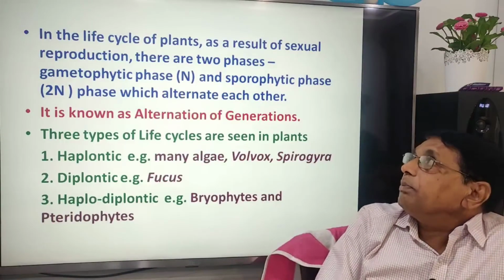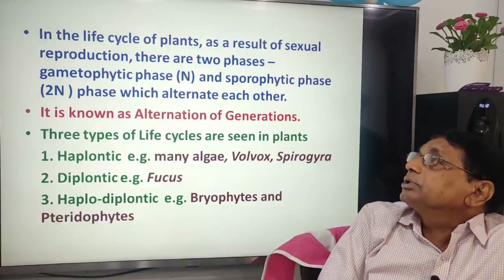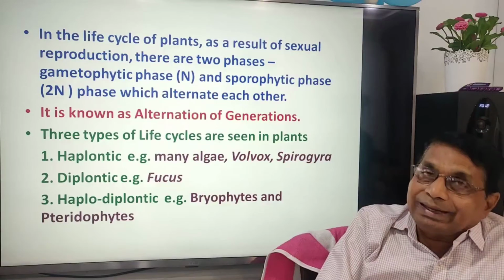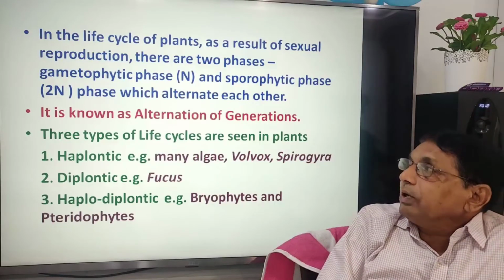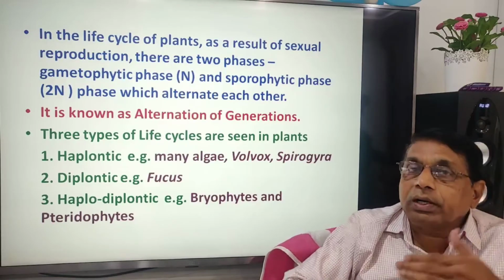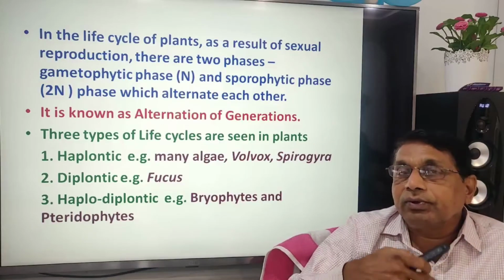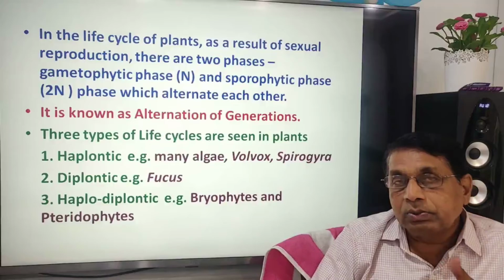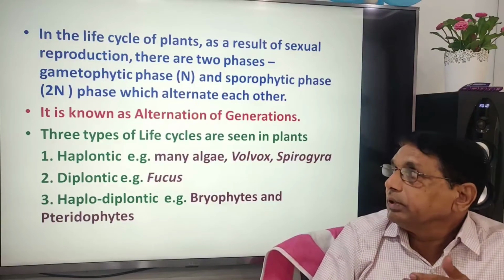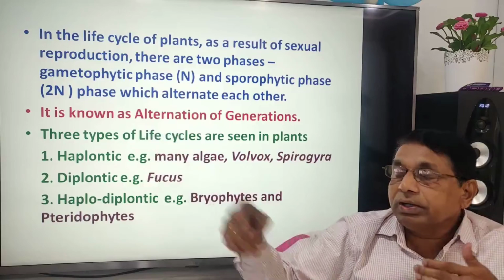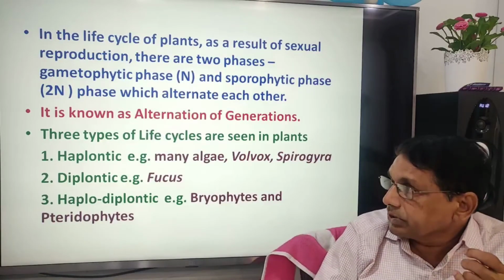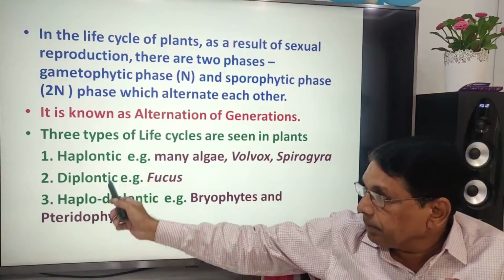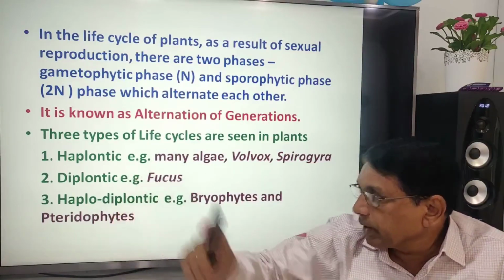In the life cycle of plants with sexual reproduction, there are two phases, the gametophytic phase n and the sporophytic phase 2n, which alternate with each other. The gametophytic phase produces the sporophytic. The sporophytic phase produces the gametophytic. This is known as alternation of generations. Three types of life cycles are seen: haplontic, diplontic, haplo-diplontic.